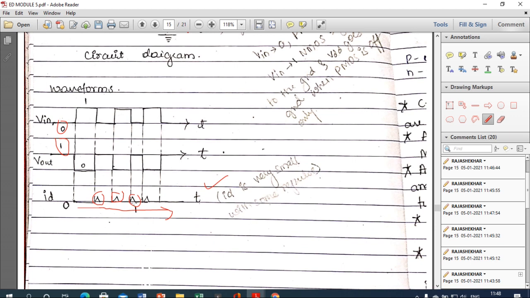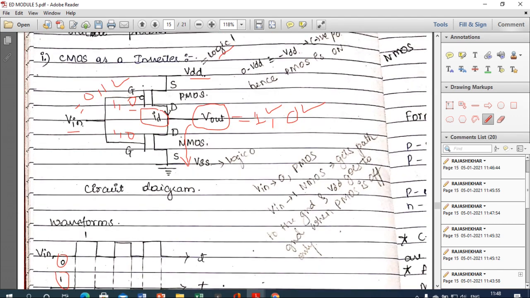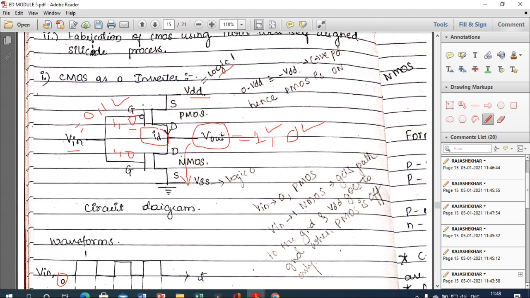These are called ripples, or in some words we call them glitches. These occur due to the delay in the PMOS and NMOS. And this drain current is very, very small compared with the output voltage. So this is about a CMOS as an inverter. I hope it is clear for everyone.